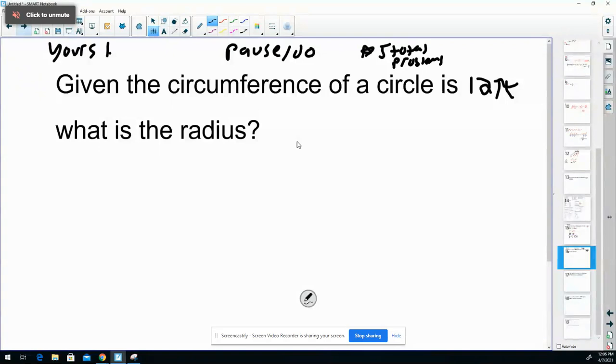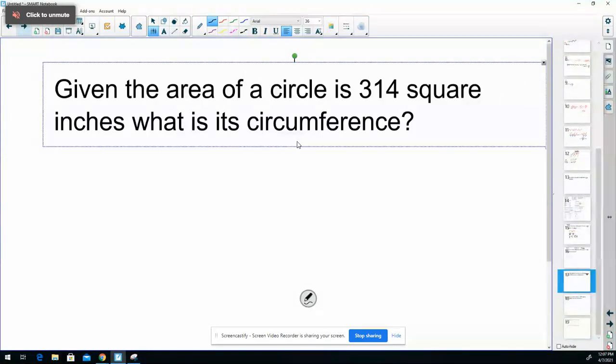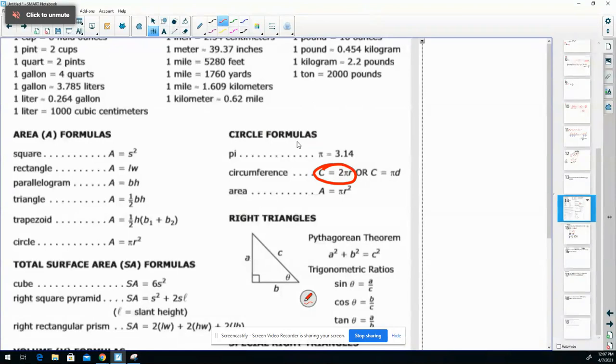So this is number 2. So now we have note question number 2. Given the area of a circle is 314 square inches, what is the circumference? So we're going to go back to our formula sheet. Okay. I'm looking for circumference, but I know area. So I'm going to use the area formula first.